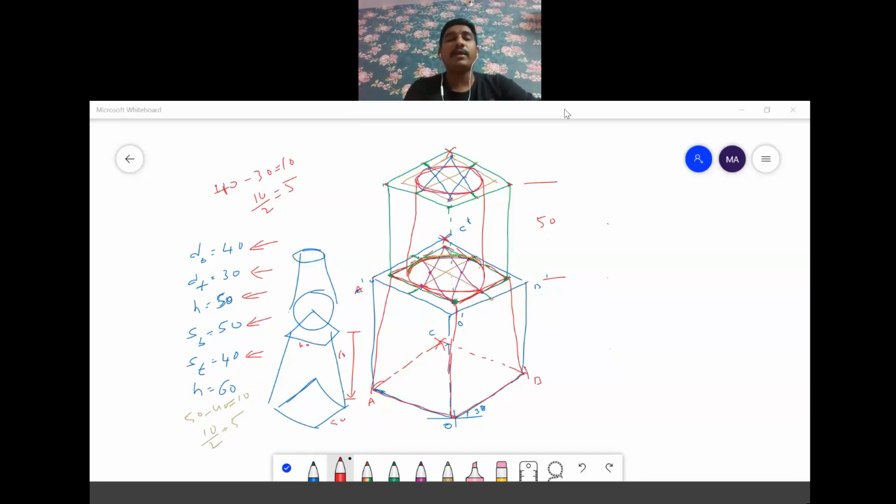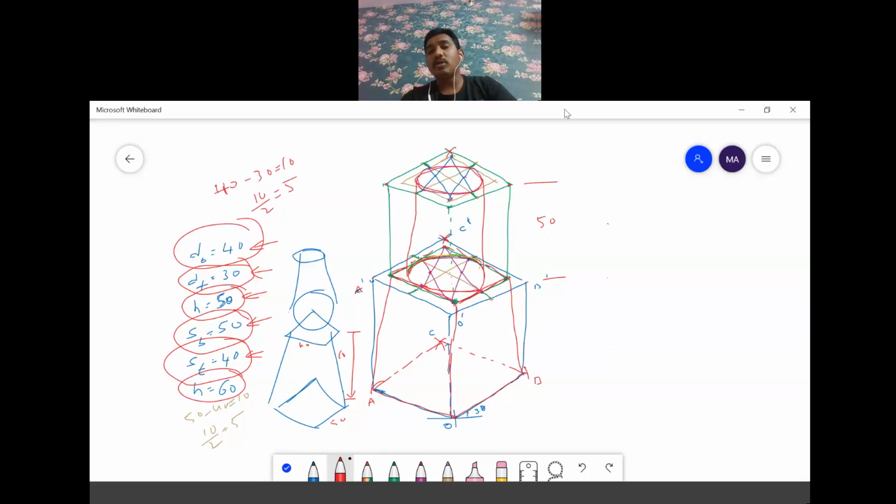Okay, the question is simple. Already I have drawn here a frustum of a square pyramid of bottom side 40 mm, top side 30 mm, and axis 50 mm long, resting on a square pyramid of bottom side 50 mm, top side 40 mm, and axis 60 mm long. Draw the isometric view of the arrangement. Is it clear?